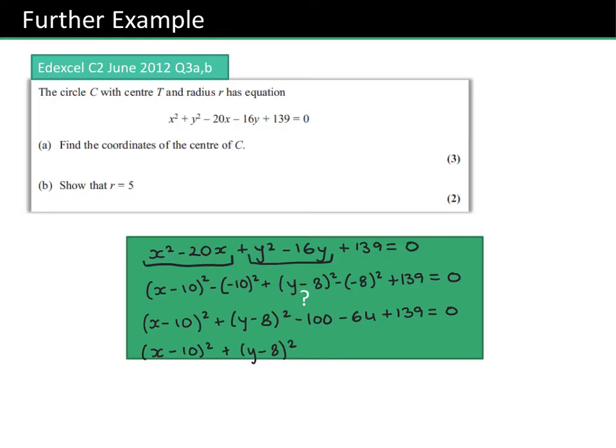64 minus 39 is 25, so this equals 25. So that means my centre is (10, 8) and my radius equals 5.